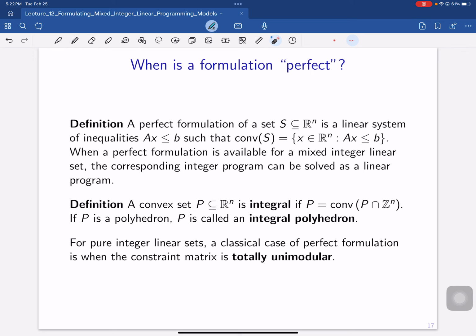Right? Geometrically, remember this, we show this like light yellow area and then a dark yellow area, where the dark yellow area is nothing but the convex hull of the integer points, right? So here this Ax less than or equal to b basically describes geometrically that dark yellow area, that is the convex hull of all the integer points, right? Then if you know the convex hull of the original problem, then the integer program can be solved as a linear program, right?